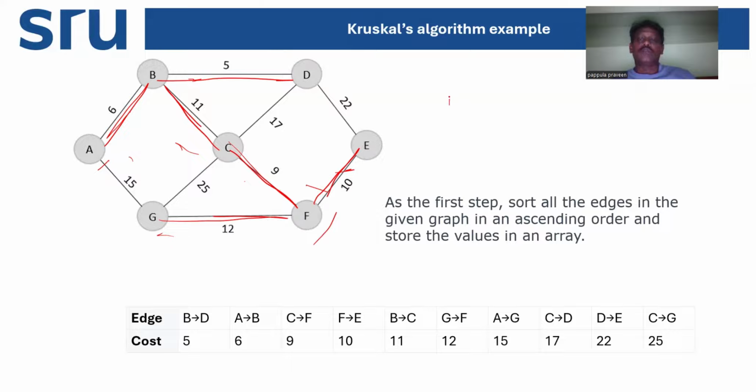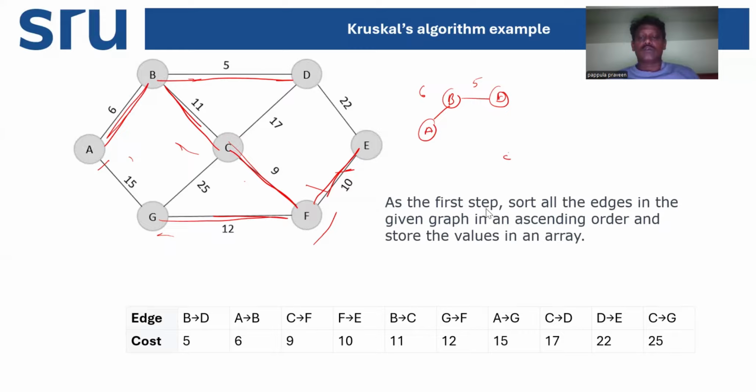First of all, you write it like this: B to D 5 rupees, B to A 6 rupees, and C to F 9 rupees, and again we have F to E 10 rupees, and the next one is B to C 11 rupees and G to F 15 rupees. Okay, now we should cover all the vertices.